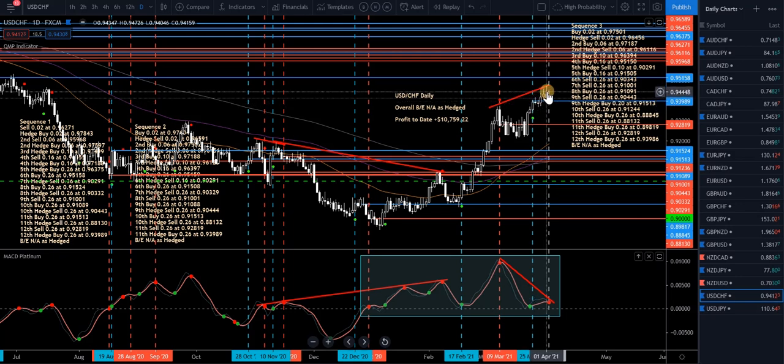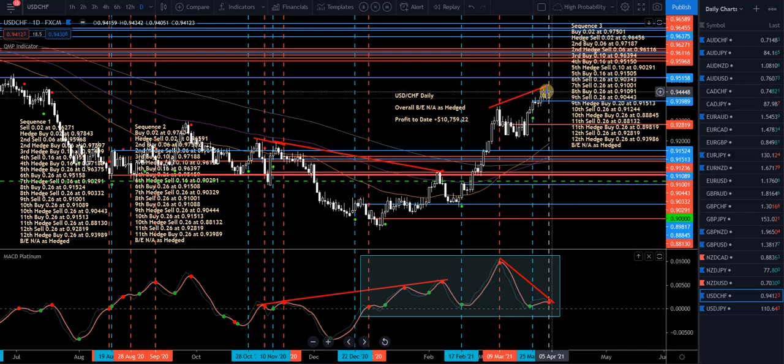Just got to wait and see what happens. At the moment, we're setting up a potential sell. There's a grey vertical line because we've got a red dot on the MACD Platinum above the 0 level. Potential regular bearish divergence setting up, and we see higher highs on price, lower highs on the MACD Platinum.